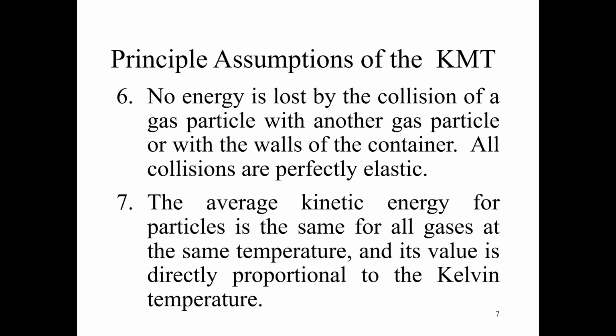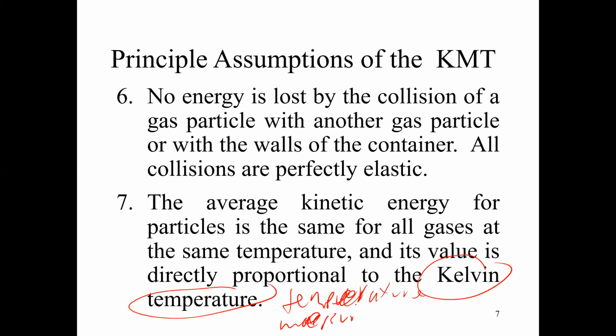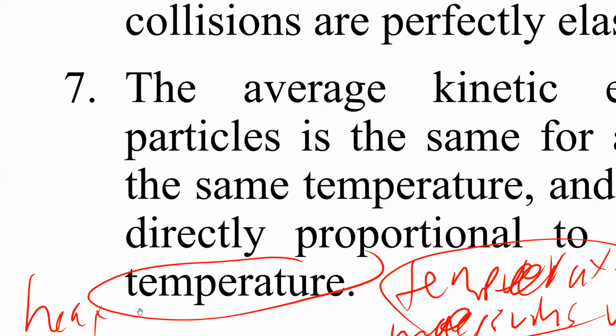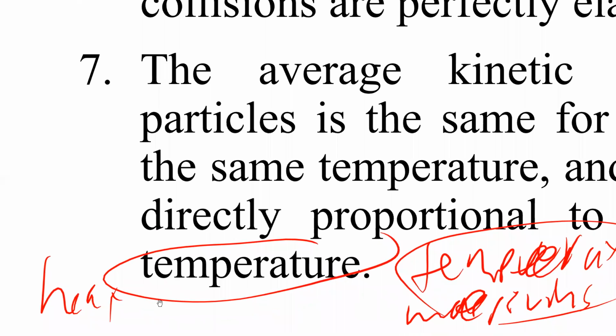The average kinetic energy for the particles is the same for all gases at the same temperature, and its value is directly proportional to the Kelvin temperature. And if you remember what I talked about regarding temperature, temperature is essentially measuring velocity. It's a measure of velocity of things. So essentially you've got the velocity related to that. Heat is essentially mass and velocity. So you've got both of them working together there, related to that.